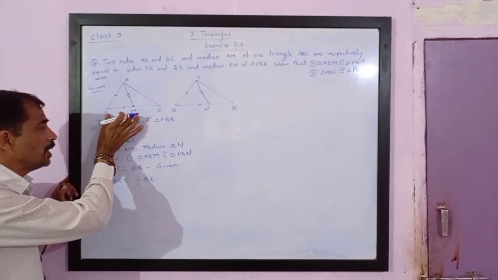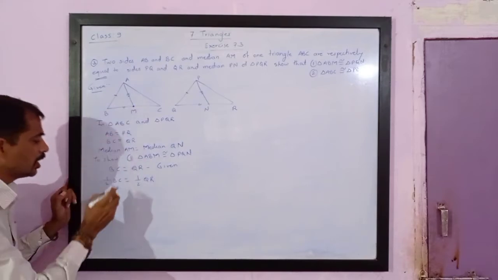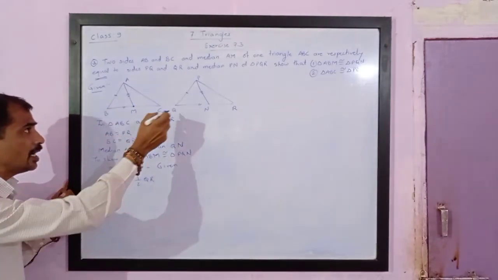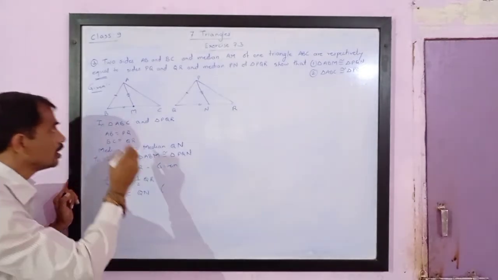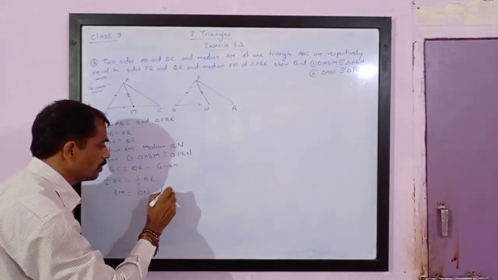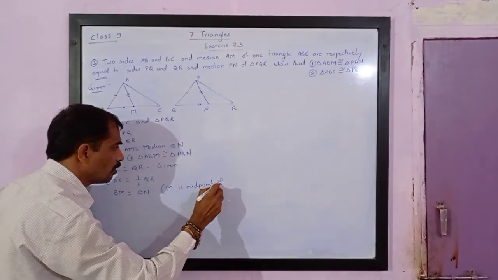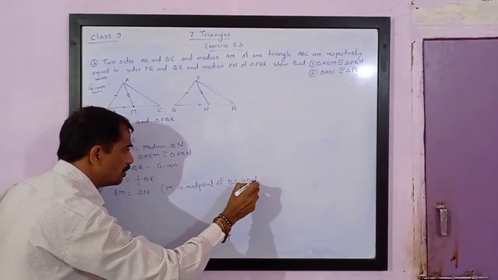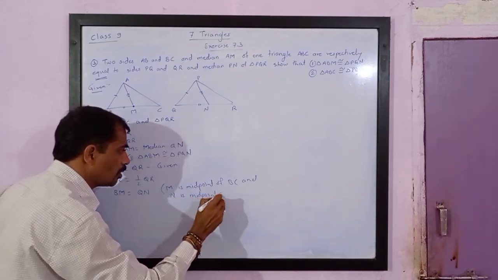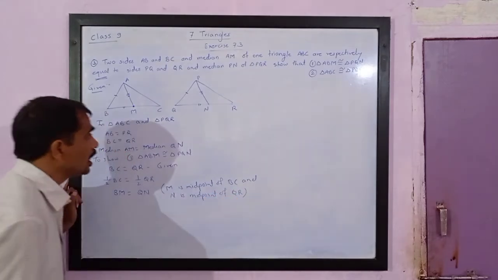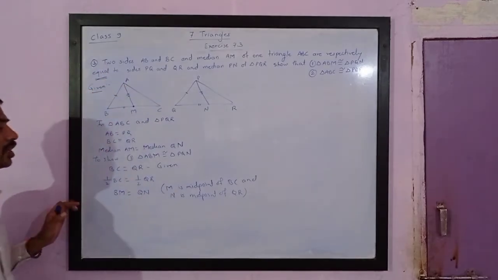So I can say that, since M is the midpoint, half BC is equal to BM, and half QR is equal to QN. Reason is M is the midpoint of BC and N is the midpoint of QR. A median always connects the vertex and the midpoint of the opposite side. So we have got BM is equal to QN.